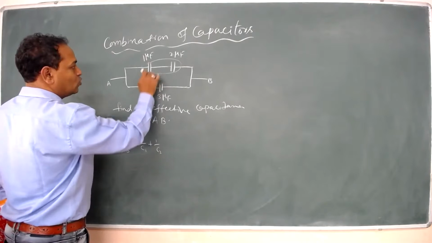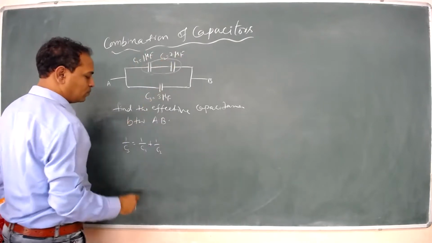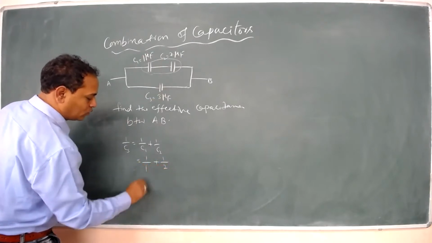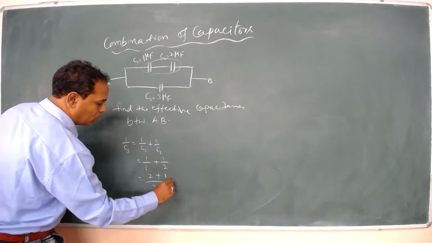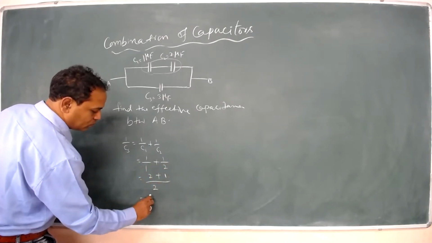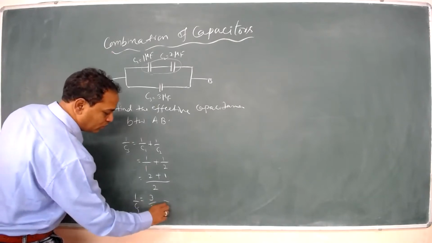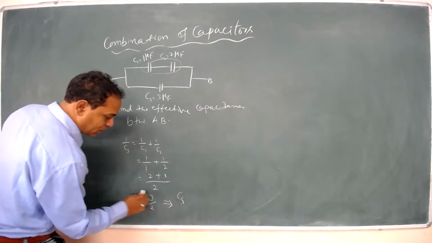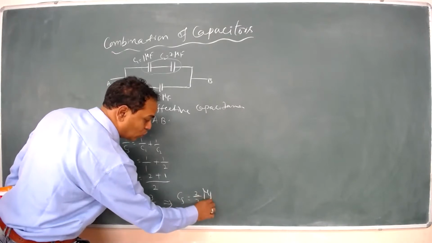This is C1, this is C2, this is C3. Therefore, 1 by 1 micro plus 1 by 2 micro. Therefore, 2 plus 1, which is equal to 3 by 2. So 1 by Cs is equal to 3 by 2. This implies that Cs, I want this Cs, means inverse it. That is 2 by 3 microfarad.